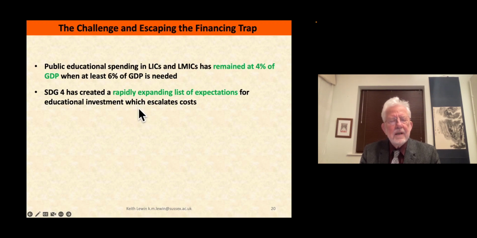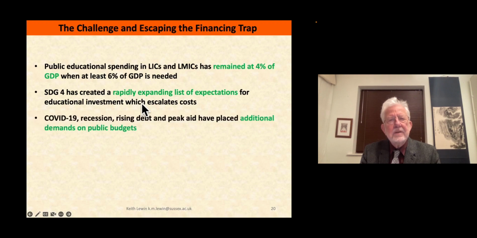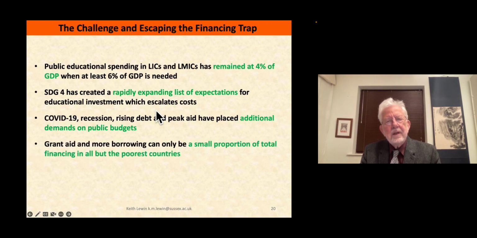We're looking at SDGs and indeed aspirant governments which have rapidly increased expectations that escalate costs. COVID-19, recession and rising debt have exacerbated matters, and there are no signs, at least visible to me, that aid to education is likely to increase in the near future. Grant aid in any case can only be a small proportion of the solution, and because it is a small proportion of the solution, it's important that it's used wisely to catalyse change rather than deliver services directly, except in extremis.